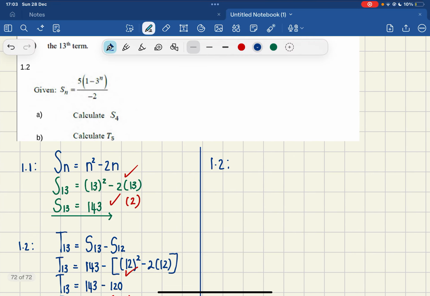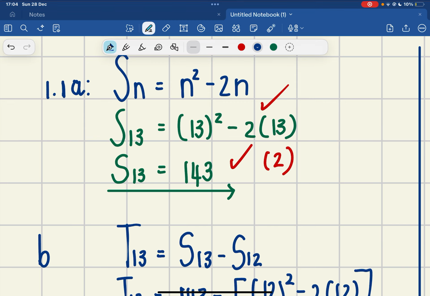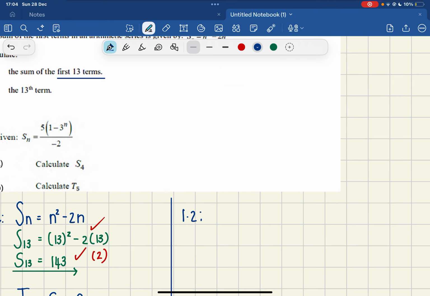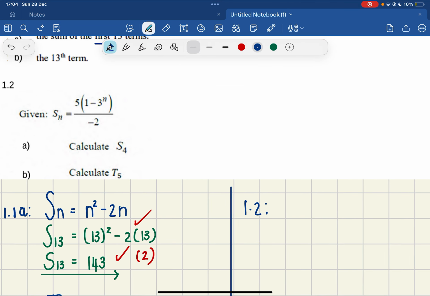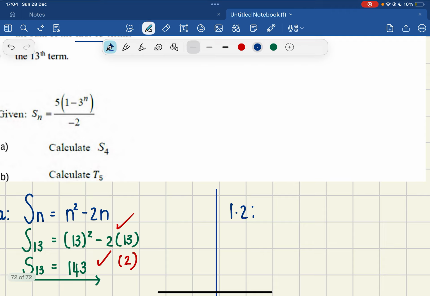Excuse me. Here's question 1.2. Let me just quickly fix this. This is 1.1.1, 1.1a, and this is B. Question 1.2. It says, given Sn is equal to this whole shebang here, calculate S4. So they're looking for the sum of the 4.